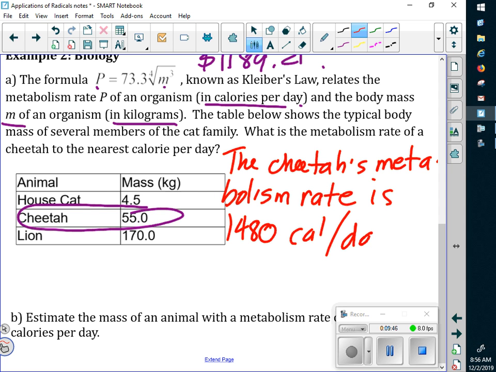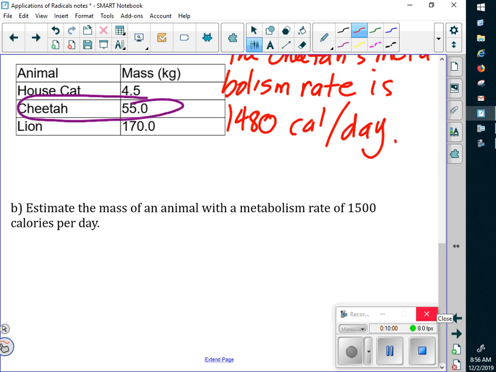Calories per day. Questions so far? Pretty easy? Look at B. Now B's going to use the same table. Estimate the mass of an animal with a metabolism rate of 1,500 calories a day. How do we do that?